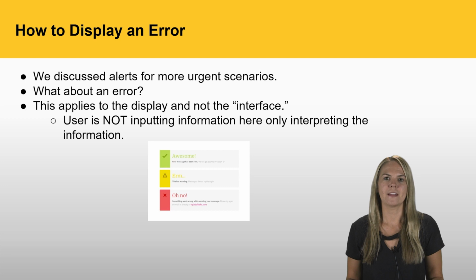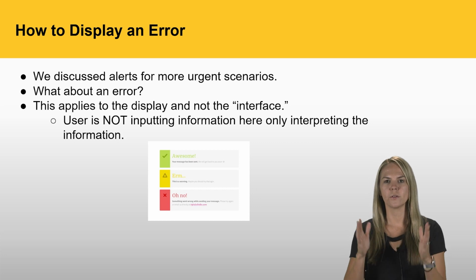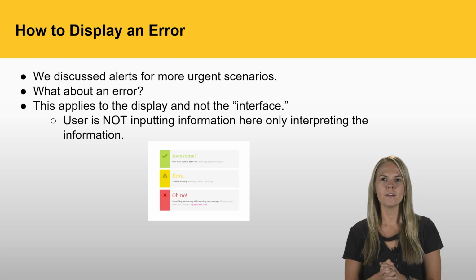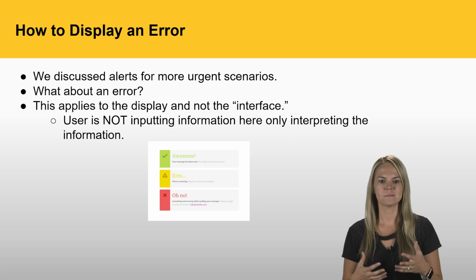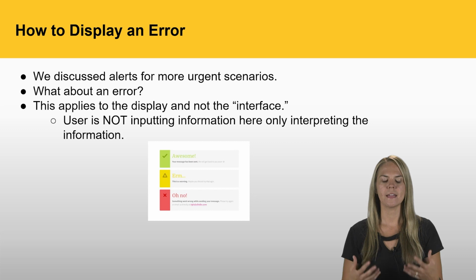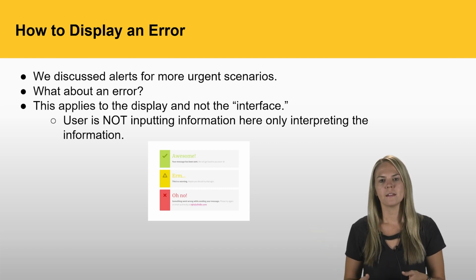How do we display errors? We talked about alerts and different layers of alerts, and those are more for, in the moment, this is urgent, this is a priority. But what about an error? You goofed up in the program, or it has an error in giving you the correct output. Your thermometer, your Nest, whatever thermostat you're using, just says unable to read. What do you do then?